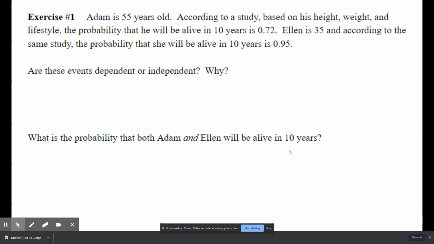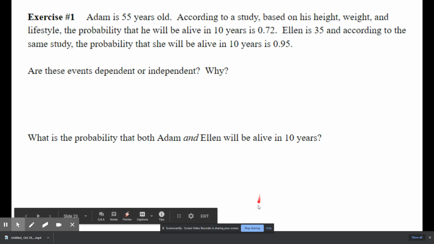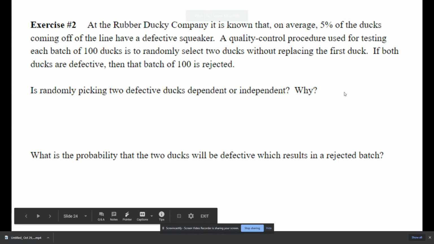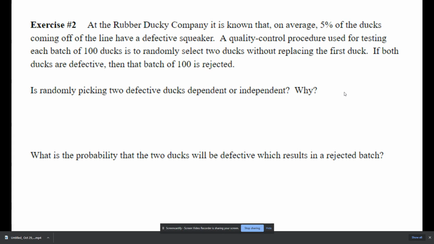We're going to have you try this one right here. Adam is 55 years old, so why don't you give that one a shot? And now try this exercise number 2.